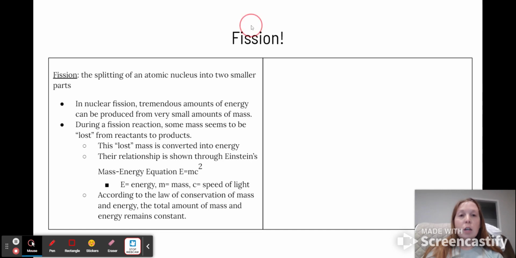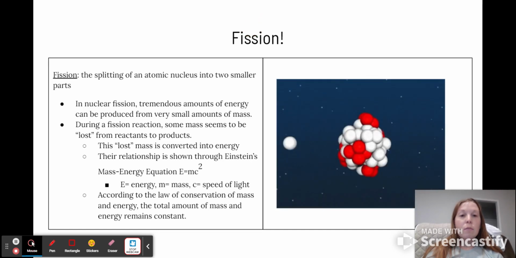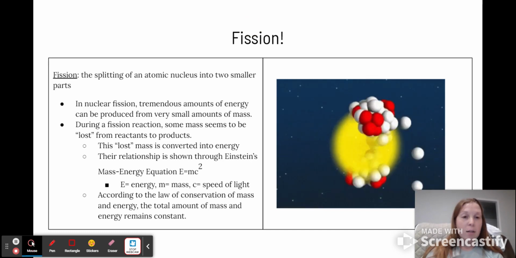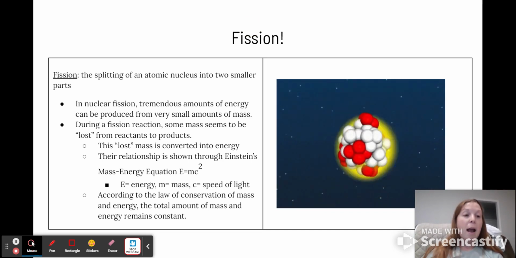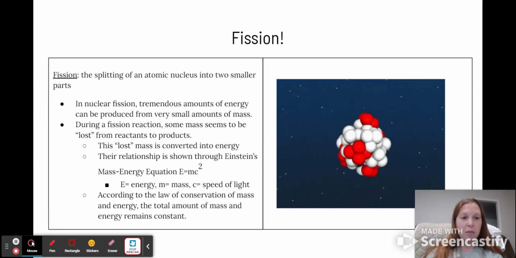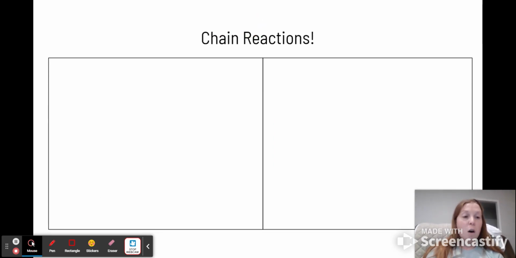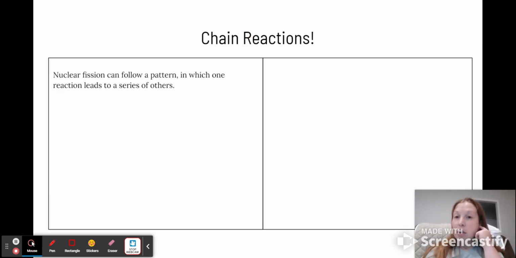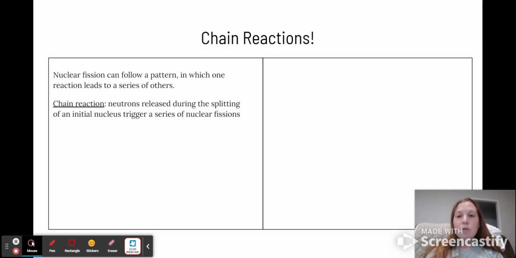But what we look at with fission is a neutron will bombard a radioactive isotope, which will then split apart and release more neutrons to cause more of these fission reactions to occur, as you can see in this little GIF here. And that's what we call a chain reaction. So a chain reaction is multiple fission reactions occurring in a series. So if a neutron is released during the splitting of an initial nucleus, and that neutron will then trigger another fission reaction to occur, which then will trigger another one, and so on and so forth.